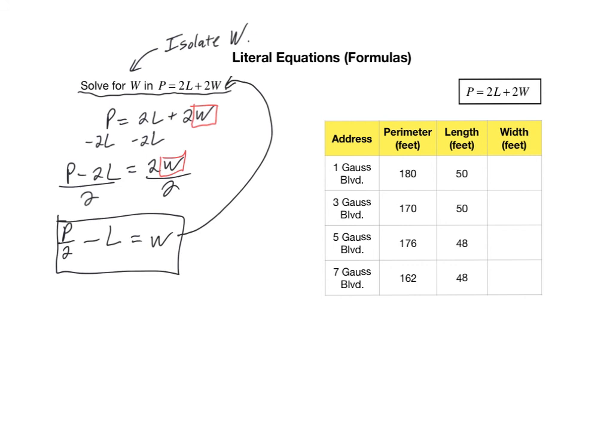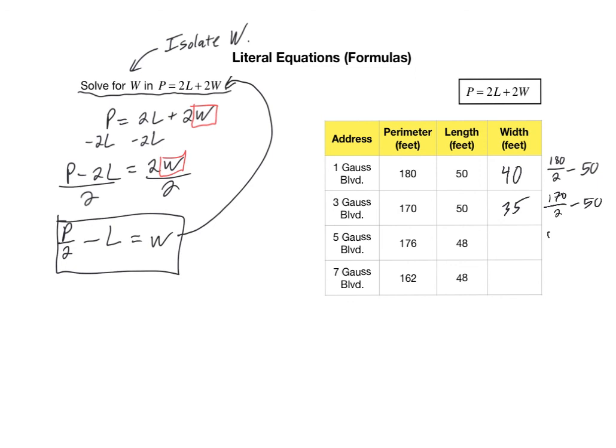Now, we technically solved one equation right here. To get the missing widths, we actually don't have an equation to solve. All we need to do is plug in these perimeters and lengths and do just some arithmetic here. So we solved one equation, and now we just need to do arithmetic 4 times. For this first one, 1 Gauss Boulevard, we've got 180 divided by 2 minus the length, which is 50, which gives us 40. For the next one, we've got 170 divided by 2 minus the length, which is 50, which gives us 35.